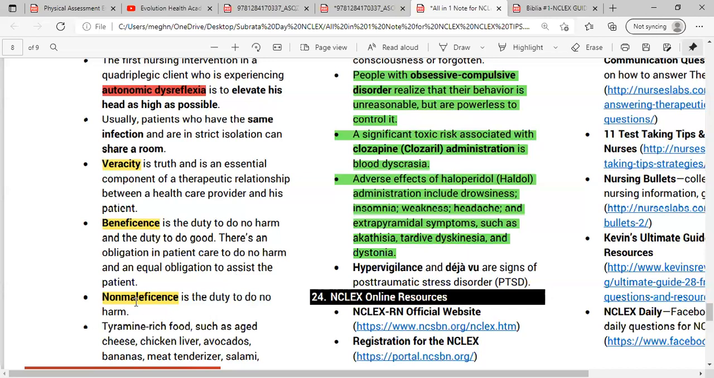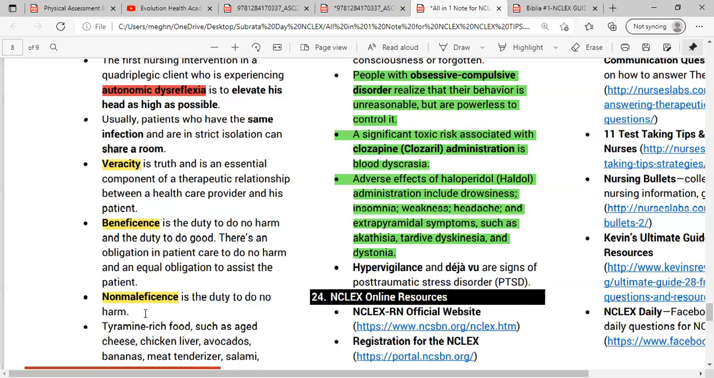Now, non-maleficence is the duty to do no harm. So if you do not know, it is better not to interfere. If you can do something good for the patient, just go and do it. But if you do not know how to do good, it is better at least not to harm the patient. So non-maleficence means to do no harm.